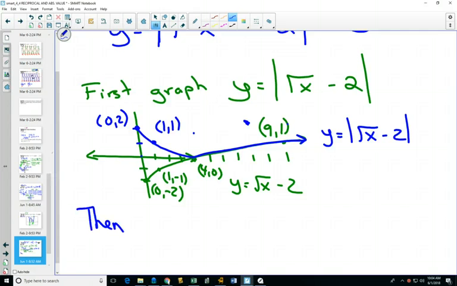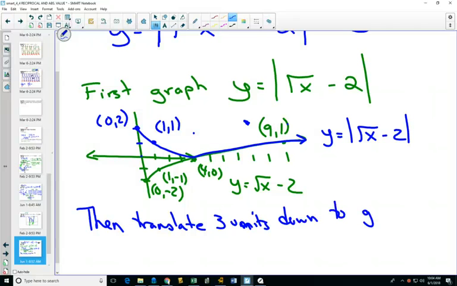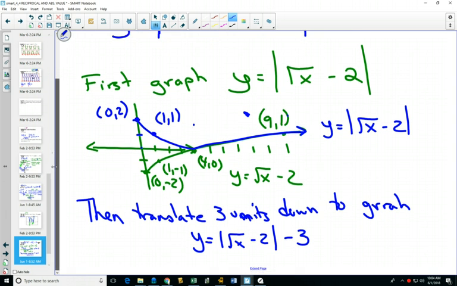After we first graphed that, we can then translate 3 units down to graph what we were originally asked to graph. So I think of the points that I've drawn: 0, 2, 1, 1, 4, 0, 9, 1. I'm just going to shift everything 3 units down.